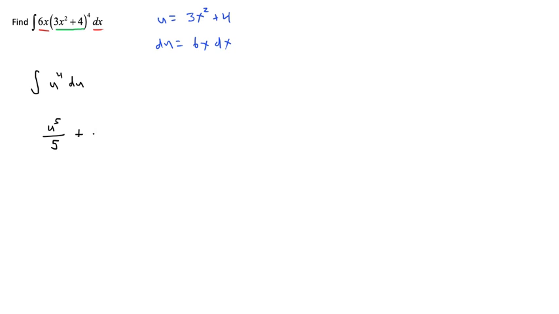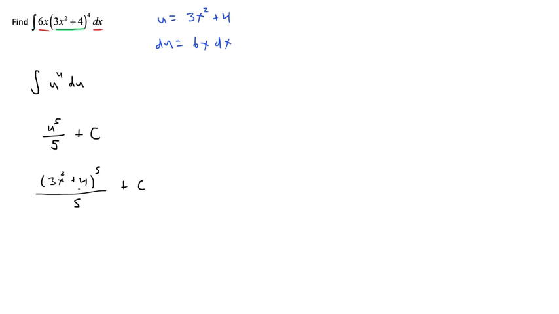And now in this case, we do have to add this constant c, because we're taking the integral. And then for the very last step, we have to replace u with 3x squared plus 4. So we get 3x squared plus 4 to the fifth power all over 5 plus c.